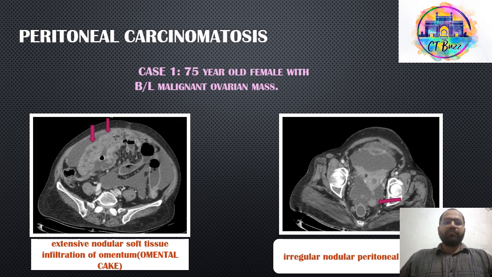Coming to the first case, which is peritoneal carcinomatosis, a 75-year-old female with bilateral malignant ovarian masses. On CT scan, we can see extensive nodular soft tissue infiltration of the omentum, which is known as omental caking. An irregular nodular peritoneal thickening is there.